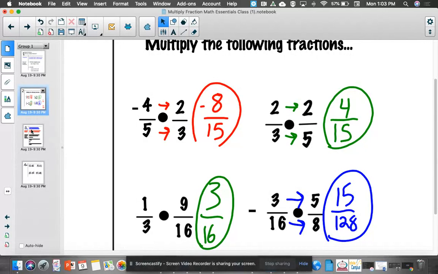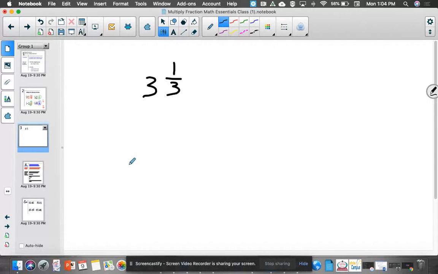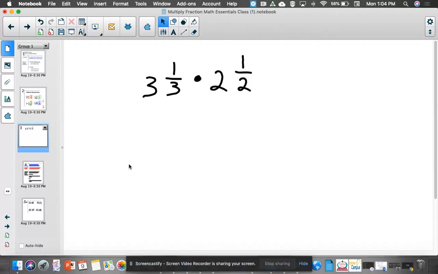All right. There's another one I want to put in here because this might be on your homework. So here's a problem. We have 3 and 1/3 times 2 and 1/2. Okay, this is just adding another step to it. So the first thing we want to do is take our whole number. So here's our whole number in both of these. We're going to multiply these two. So 3 times 2 we know is 6.